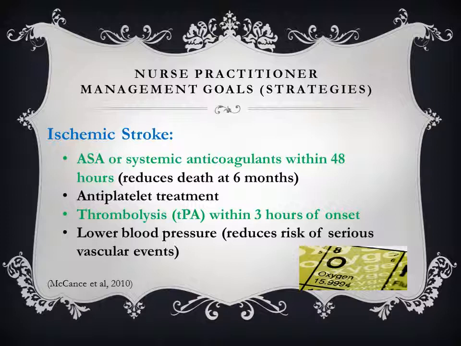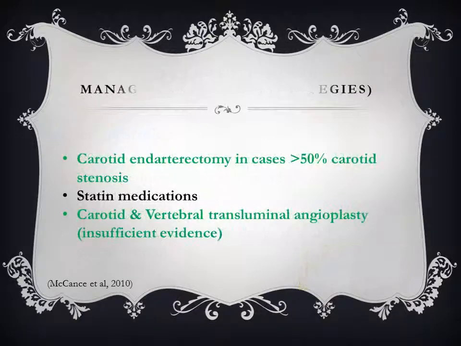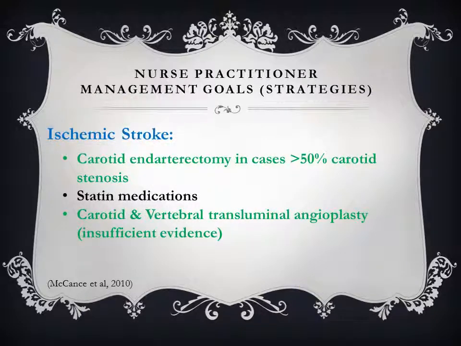Thrombolysis, TPA, is given within 3 hours of onset or symptoms of ischemic stroke. It decreases dependency at 6 months. Also, lowering blood pressure reduces the risk of serious vascular events regardless of the etiology of the stroke. Carotid endarterectomy in cases with more than 50% carotid stenosis effectively reduces the risk of recurrence.